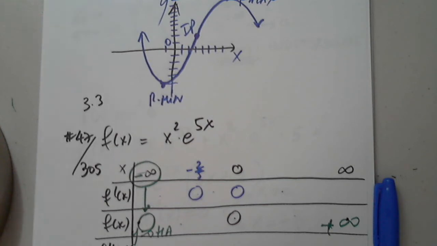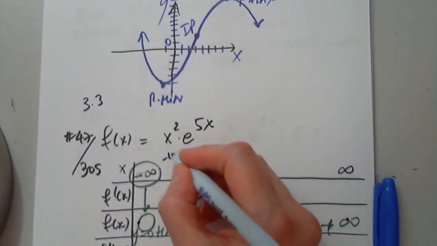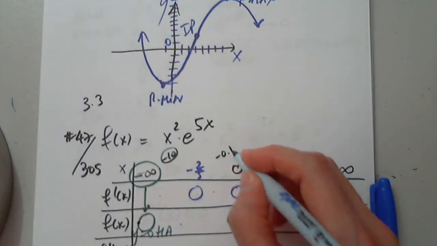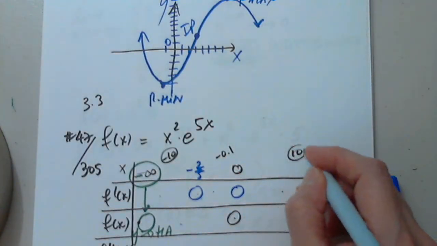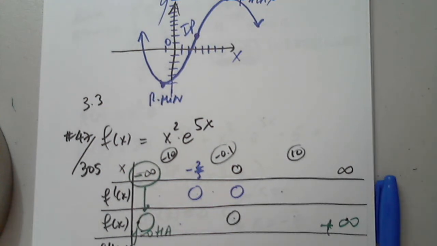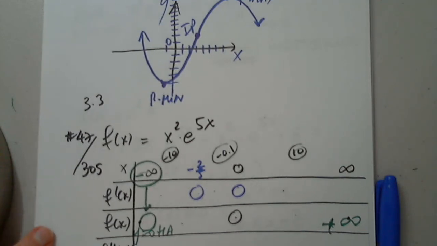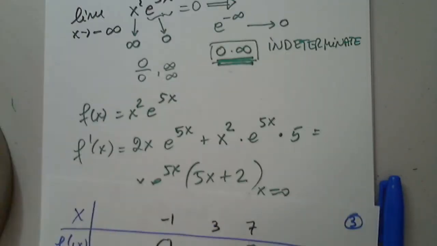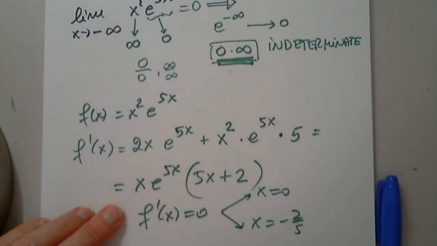So I just want to put a different color here. So I'm going to use negative 10, you're going to use negative 0.1 right here, and I'm going to use 10. And you can put this in the graphing calculator. But remember what you put in the graphing calculator. You have to put in the derivative. What was the derivative? x e to 5x times 5x plus 2. There is no need for e to 5x. It's always positive, so let's not even put it in. It's not going to affect the sign.